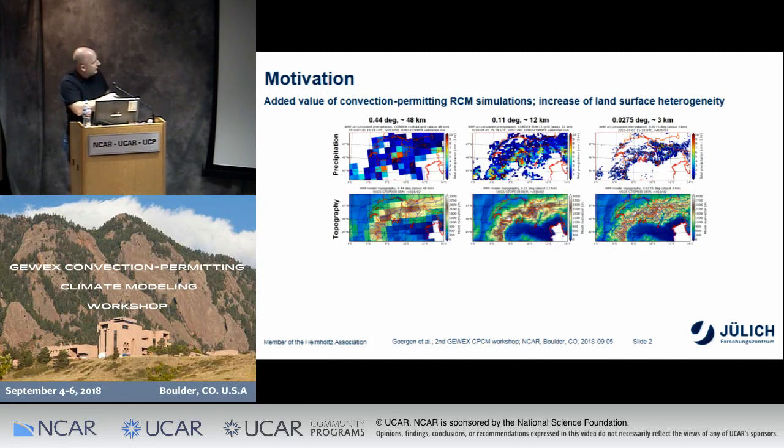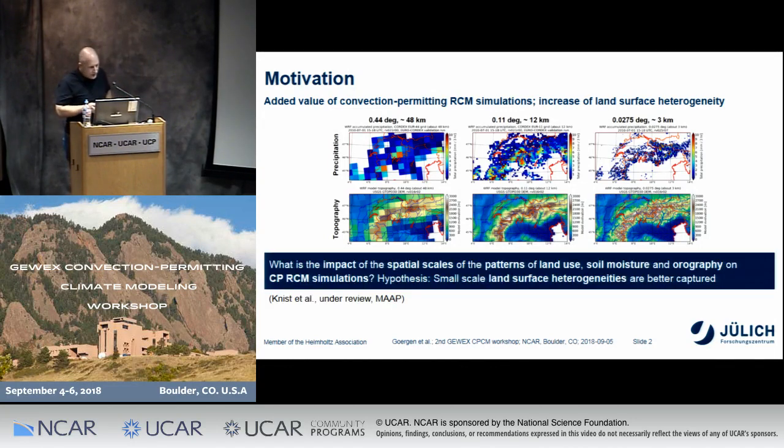For example, when we look here at topography, this is the Alpine Ridge with Switzerland in the center, Italy in the south. You go from 48, 12, to 3 kilometers. You see there is a change in the altitude, change in the distribution of valleys, and so forth. So the question in this current study that we were asking ourselves was, what is the impact of the spatial scales of the patterns of land use, soil moisture, and orography on convection-permitting RCM simulations?